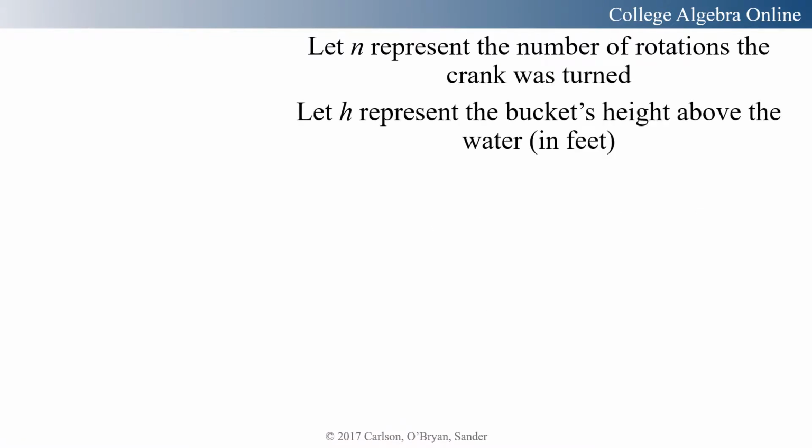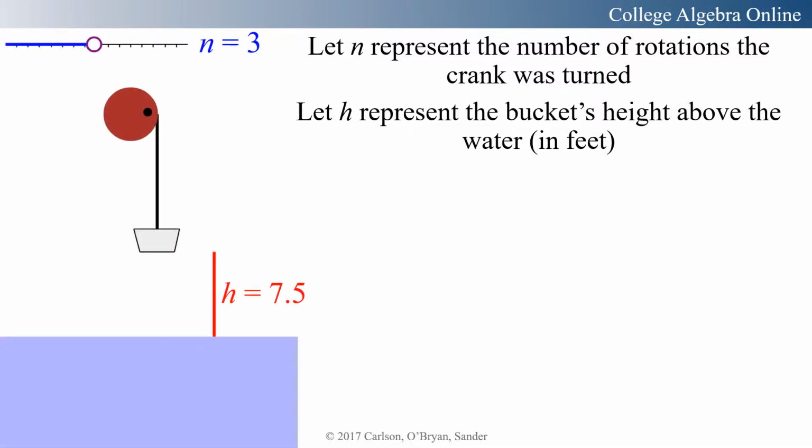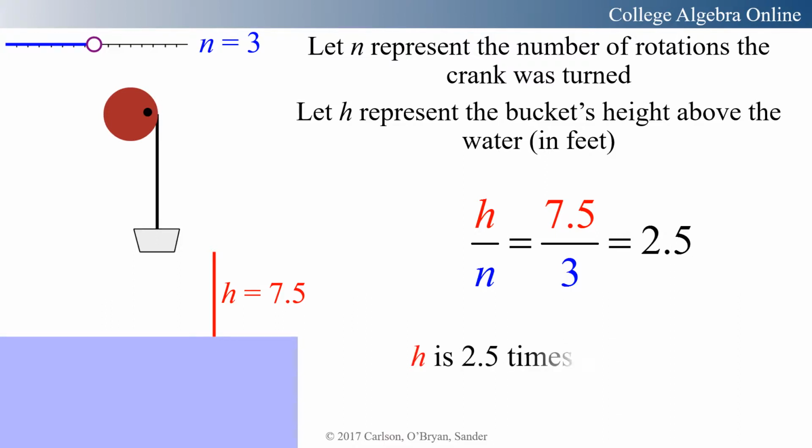If we find any value for the bucket's height and the corresponding number of rotations for the crank, the ratio will always have a value of 2.5. For example, when the crank has rotated 3 times, the bucket is 7.5 feet above the water. In this moment, the ratio of the bucket's height above the water in feet and the number of rotations of the crank is 7.5 divided by 3, which is equal to 2.5. This also means that in this moment, the bucket's height above the water in feet is 2.5 times as large as the number of rotations the crank was turned.